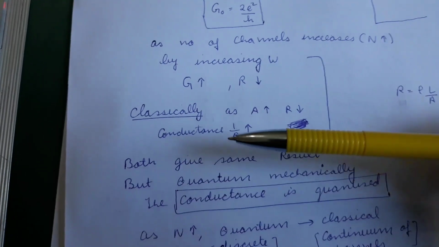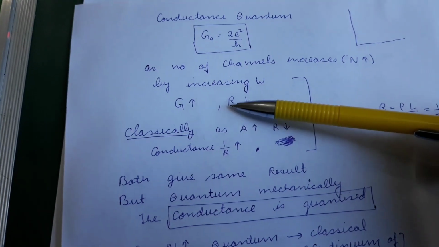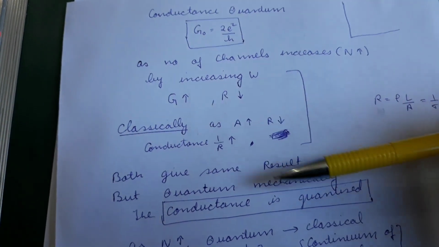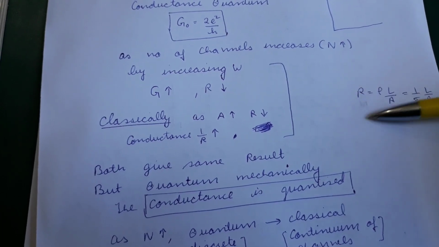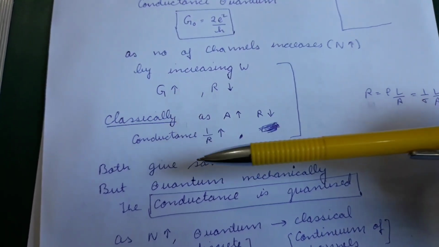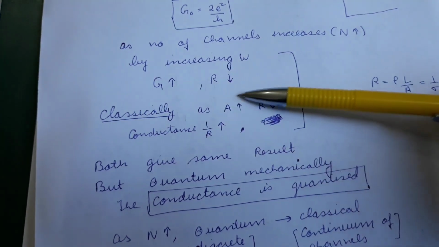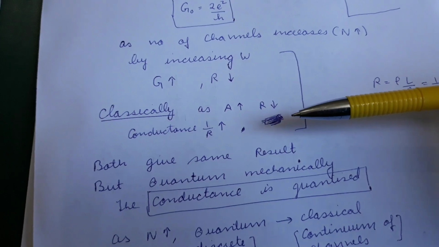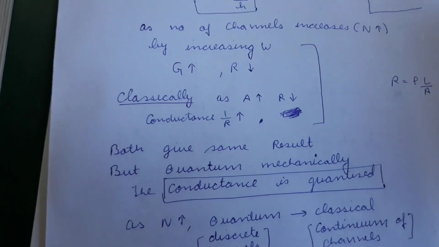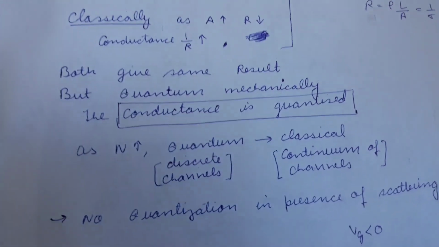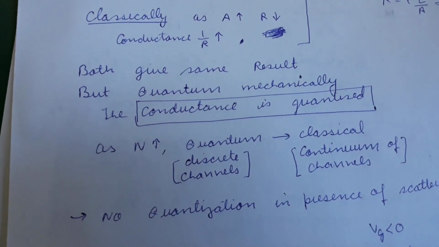So now we have understood that conductance is quantized. Although we see that conductance increases in the case of bulk material also. If the area increases in bulk, the conductance will increase, and similar is the situation in a quantum wire. But the only difference is that in bulk material the increase will be linear, while in a quantum channel it will be a quantized increase. It will be in steps, multiples of 2e square upon h.